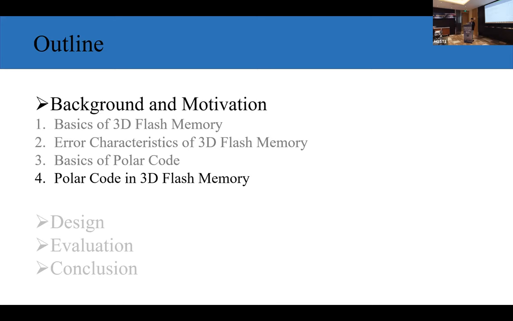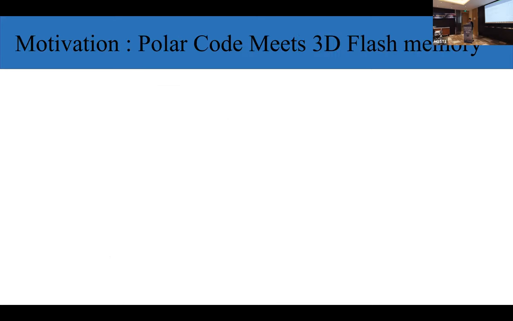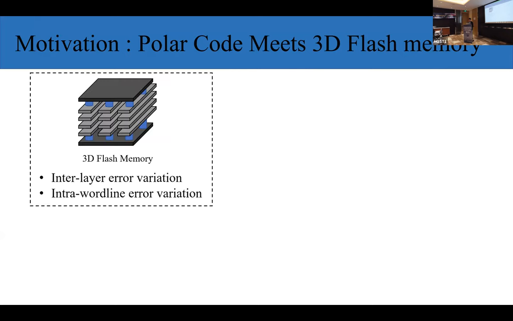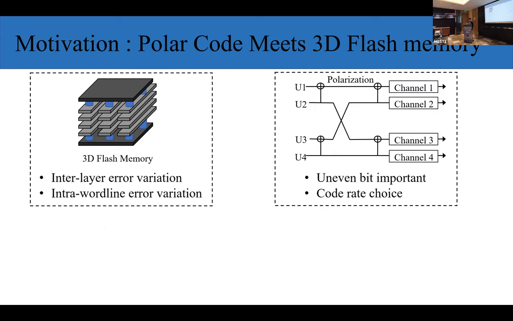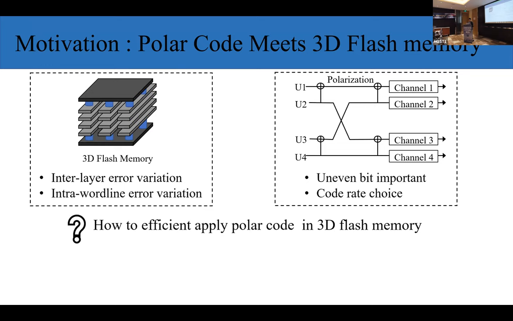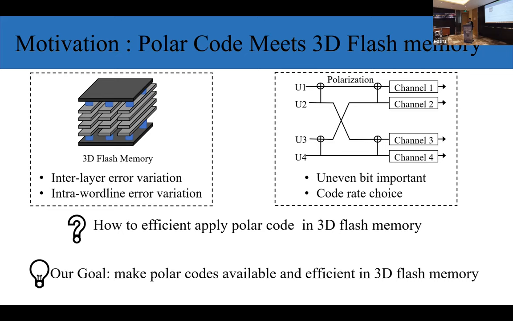We describe our motivation. The new error characteristics in 3D flash memory make the behavior of data errors more complicated, which introduces new challenges to data reliability. Meanwhile, polar code has unequal bit importance and we must carefully determine the code rate. Therefore, these two reasons make the practical performance of polar code in flash memory unknown. In this work, we aim at making polar code available and efficient in practical 3D flash memory.